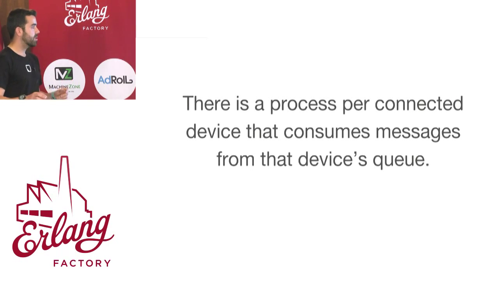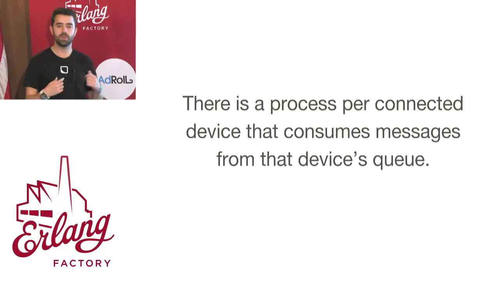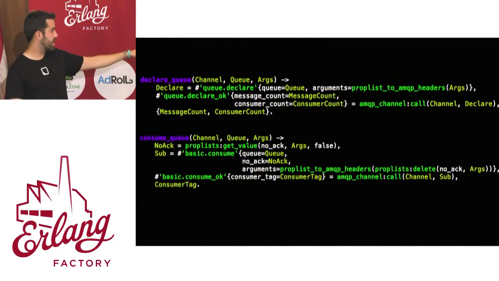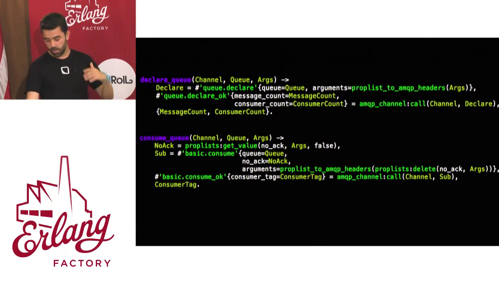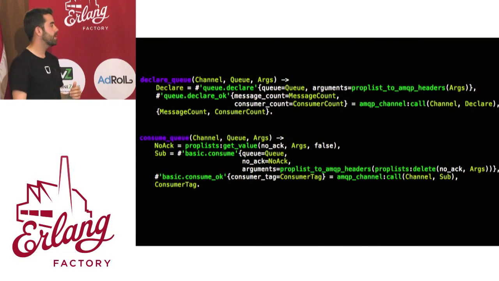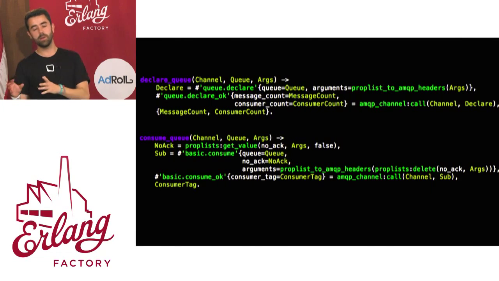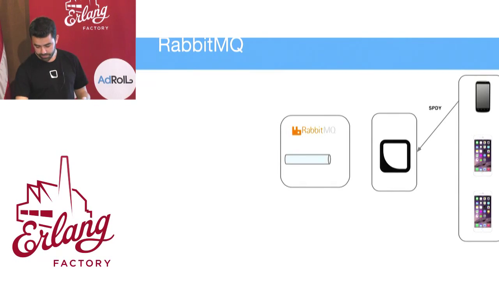So there is a process per connected device that consumes messages from that device's queue, and that's what happens when we start consuming the queue. We've defined a behavior called... Oh, okay, well, I gotta go faster. Sorry. Yeah, we've got this process listening for the messages that are going to be handled by an OTP behavior that we defined, which handles queuing, channel connection, and so on.